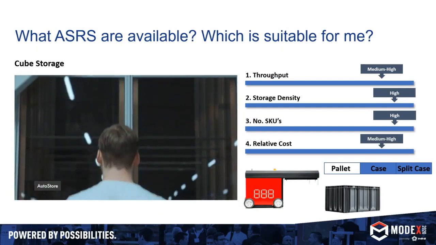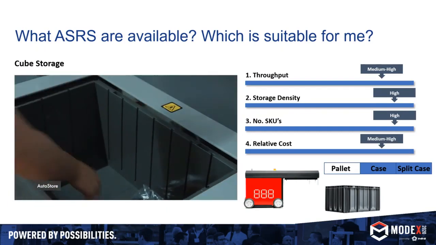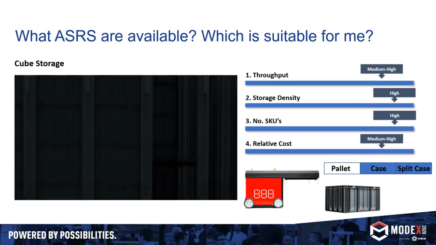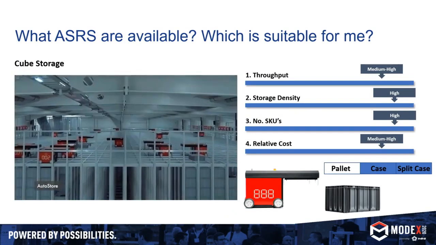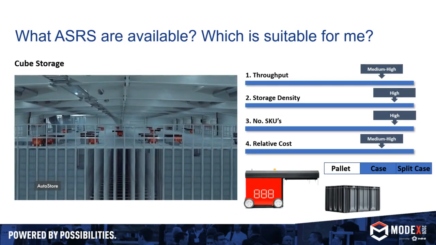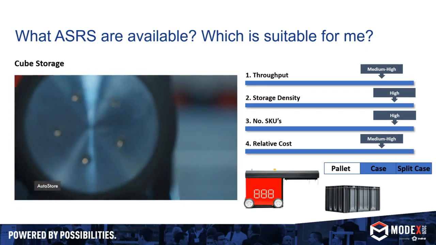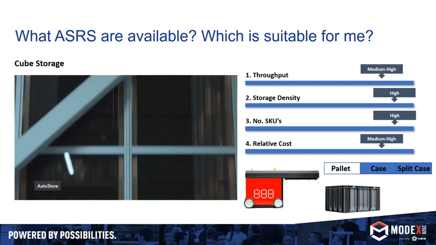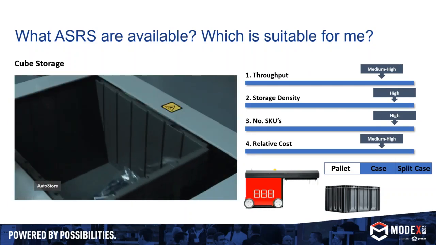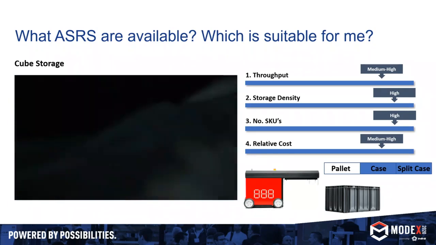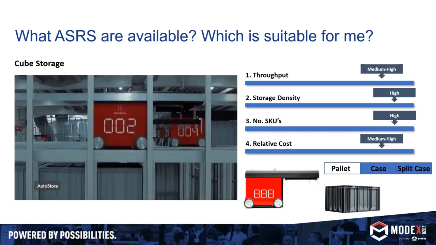Robots run on top of the grid, which is basically supported by this aluminum framework. And those robots will run to dig up a bin, retrieve a bin, and bring it to a workstation that is attached where the operator will fulfill an order or also use it for replenishment and put away.